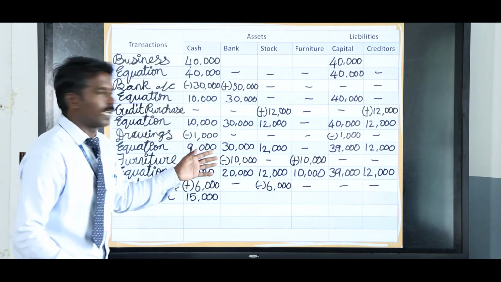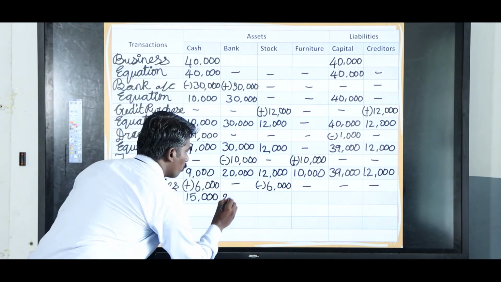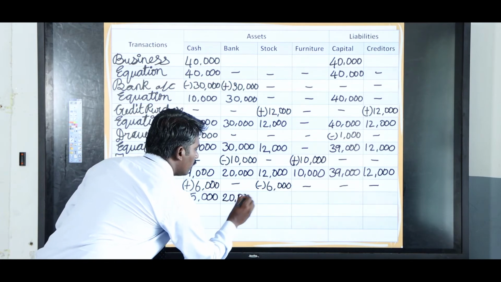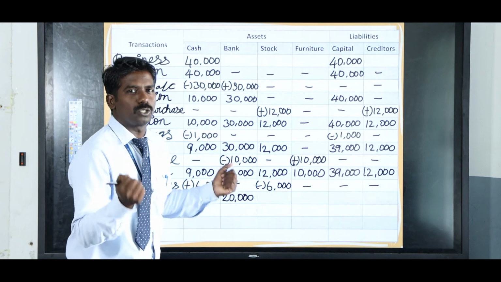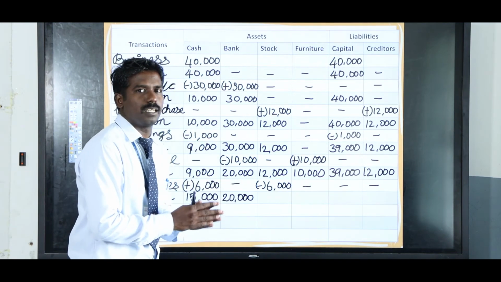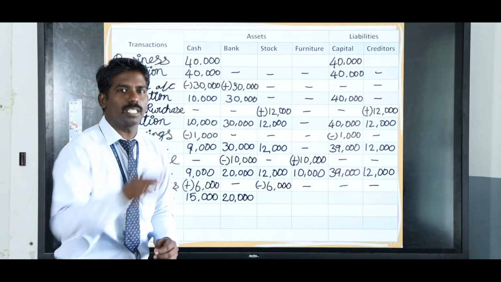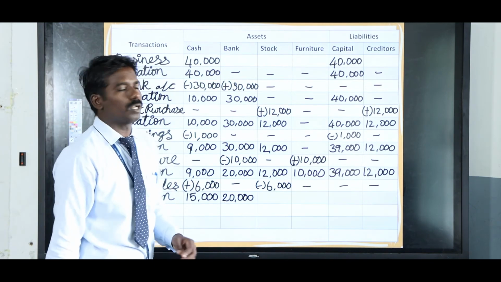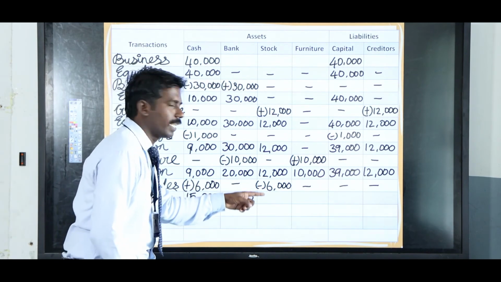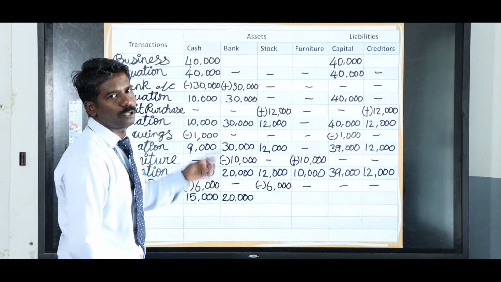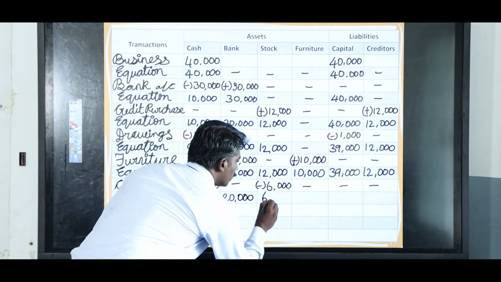And see the bank column. The bank column shows 20,000 rupees. So write the same 20,000 rupees in this bracket and move on to the stock column. We have 12,000 rupees worth of stock in the business organization. In our last transaction, we took 6,000 rupees worth of stock and gave it to Murugan. So we lost 6,000 rupees worth of stock. So deduct 6,000 rupees from 12,000 rupees. The available value is 6,000 rupees.